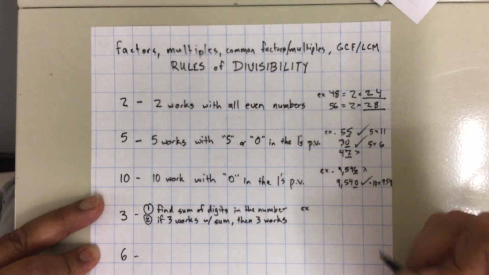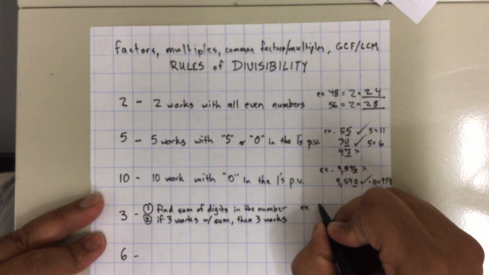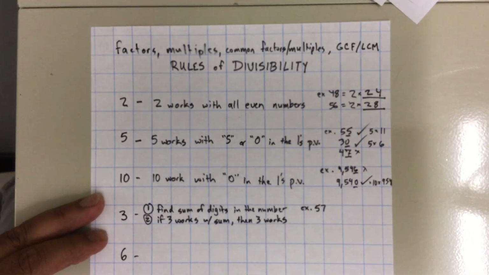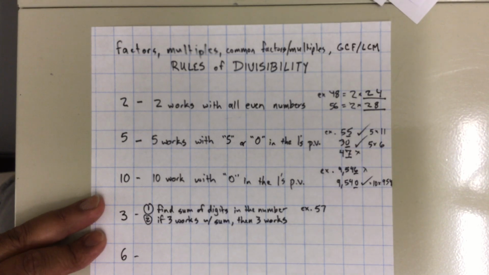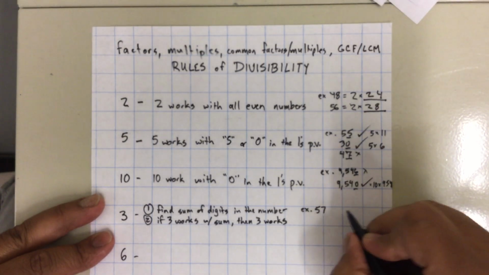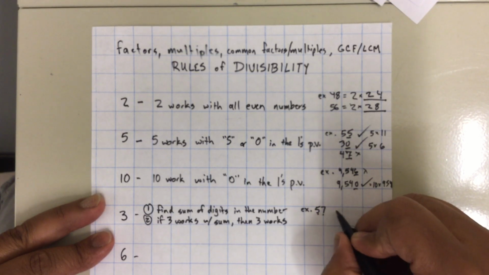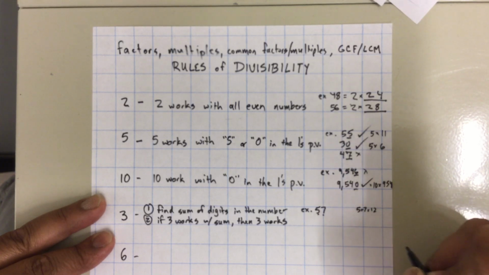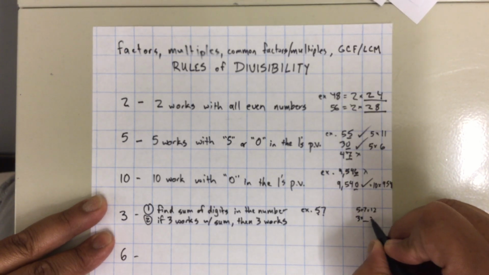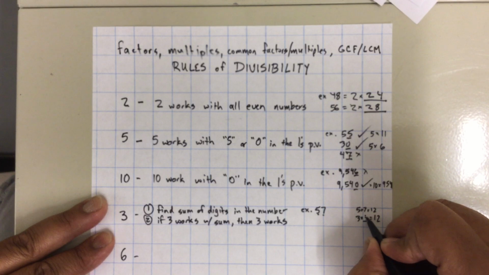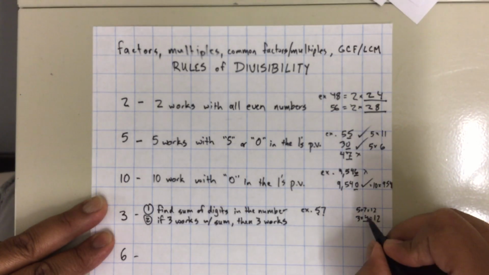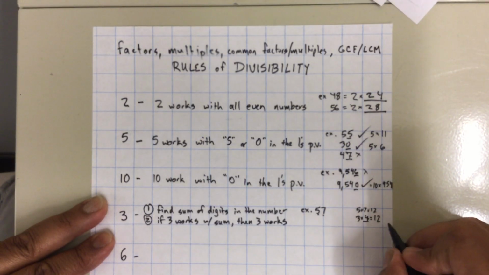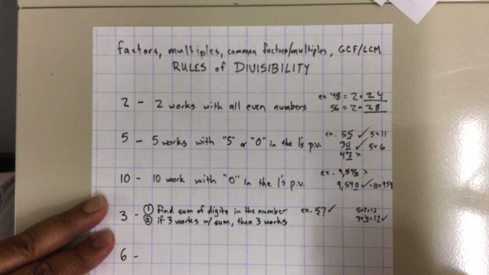So let's say we had 57, a number that a lot of kids would look at and say, oh no, 3 can't work with that at all because it's way outside my math fact range. All we do is we think to ourselves, well, 5 plus 7. 5 plus 7 equals 12. 3 works with a 12 because we hopefully know that it works with a 4. If it works with a 4, that means our 12 works. If it works with our 12, that means our 57 works.